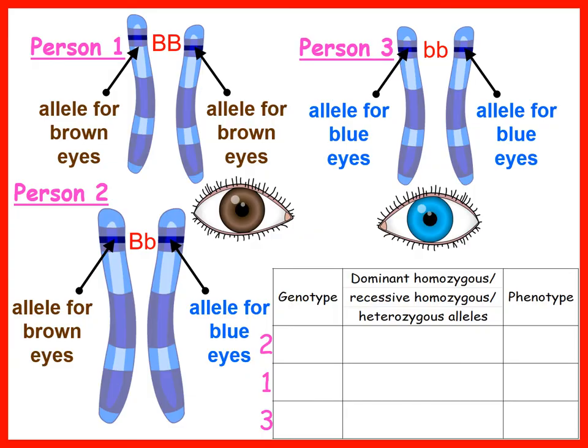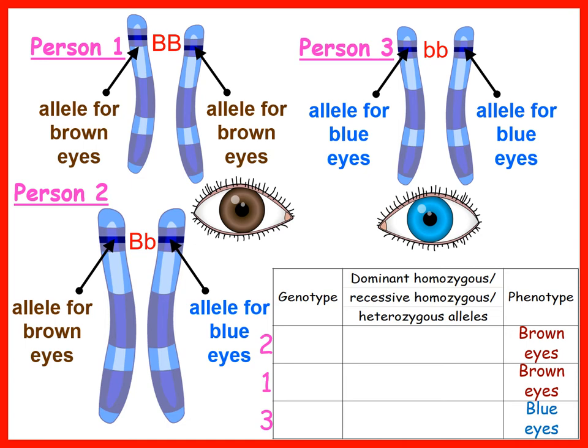So using that example, we can see here that we've got three people with different eye colors, and in person one, you've got the phenotype brown eyes, because that's what's being physically expressed. Person two has also got brown eyes, but person three is expressing blue eyes.